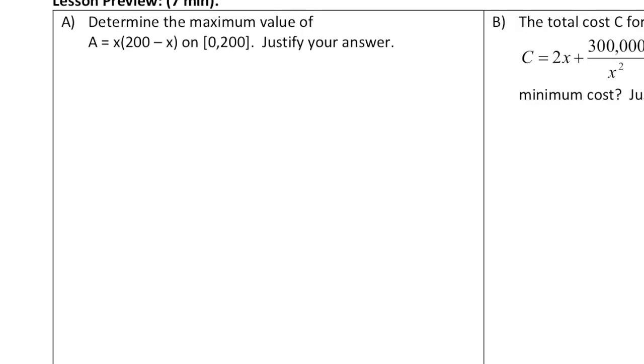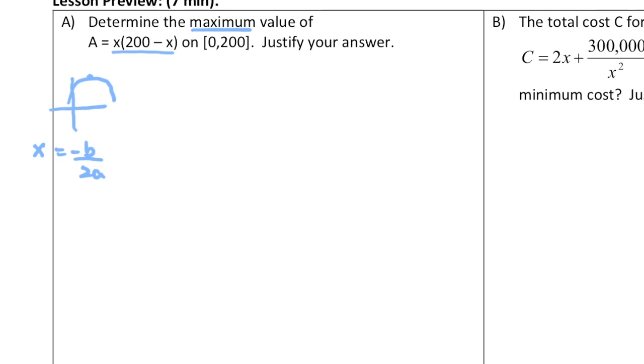So as you can see, for your lesson preview, you were asked to find the maximum value of a function. Because your area formula was given to you as a quadratic, you know that the maximum value of your function would occur at the vertex. Now, to find a vertex in Algebra 2, you knew that you would use x equals the opposite of b over 2a and then substitute that value in.